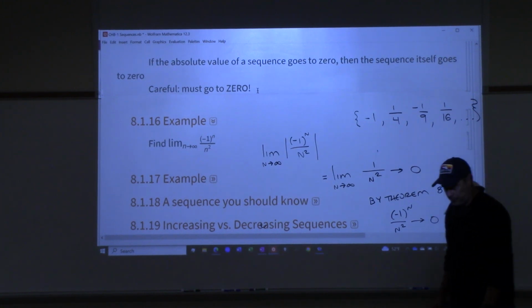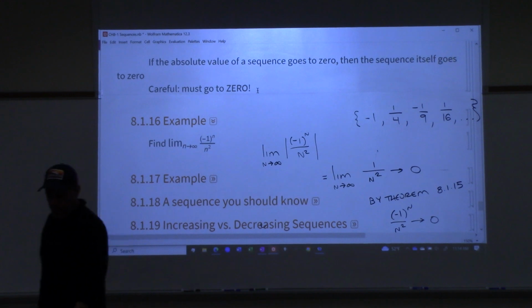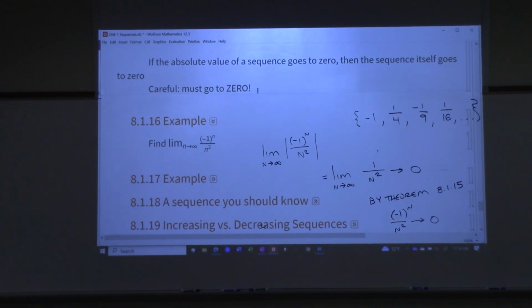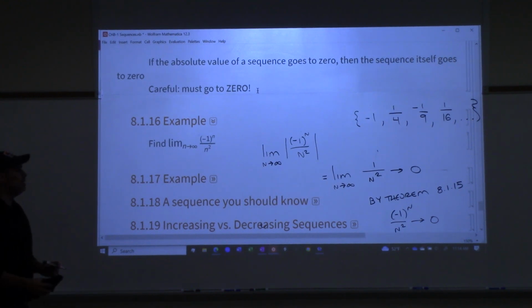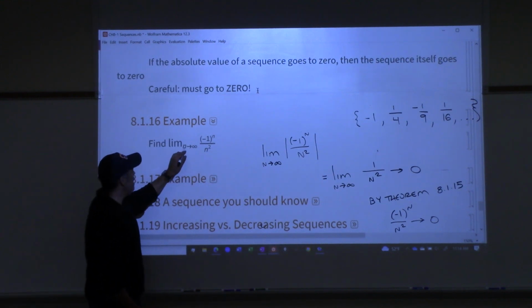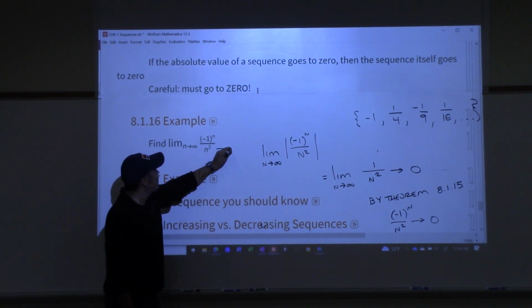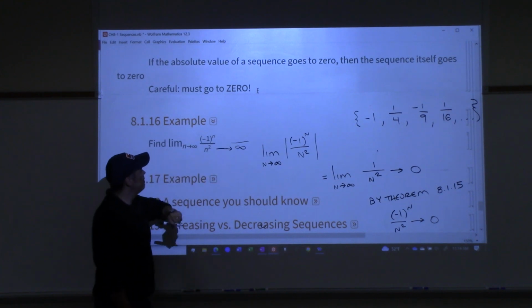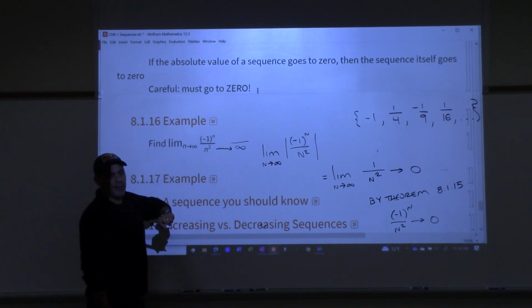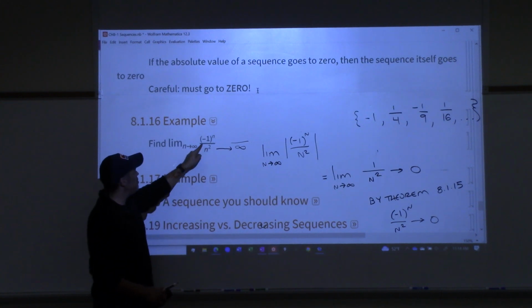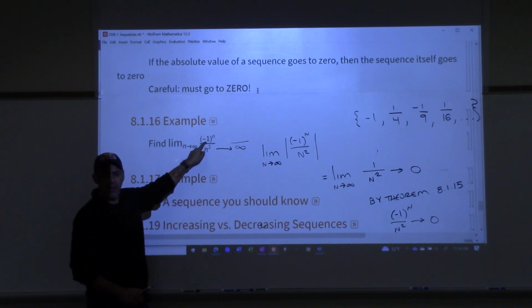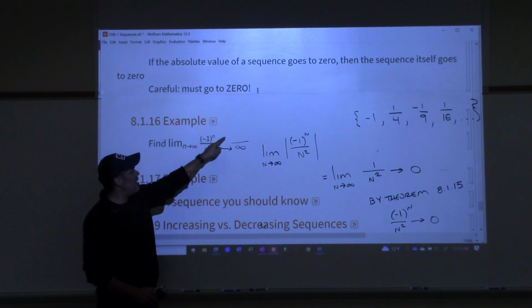Yes? So I understand how the theorem works, but I don't understand why you wouldn't be able to solve this without using the absolute value. Okay, let me explain. The reason we need the absolute value is because if right here I let n go to infinity, what does the bottom go to? What does the top go to? You can't say what it goes to, because as n goes to infinity, this keeps switching back and forth between 1 and negative 1. So you can't say it's 1, and you can't say it's negative 1. You can just say it keeps switching back and forth, which means that limit on top doesn't exist.